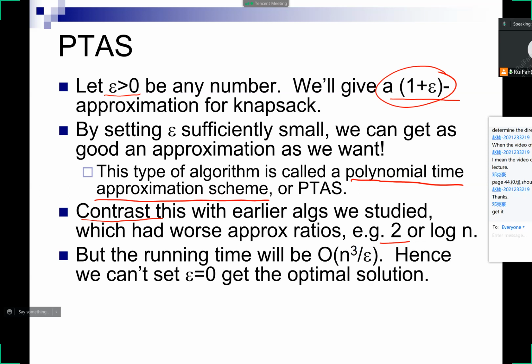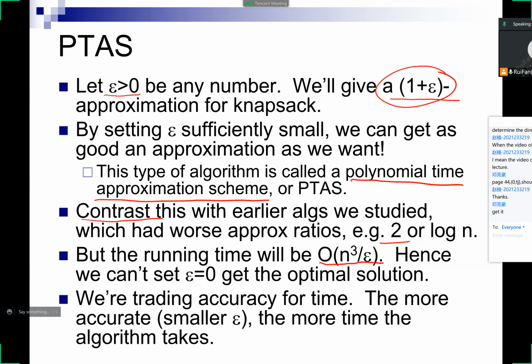However, for the knapsack algorithm, the running time is going to be a function of epsilon. So it's going to be basically order n cubed divided by epsilon. So that means that the smaller you make epsilon, the larger your running time. So we're basically trading accuracy for time. Given how much time you're willing to spend, you can try to get the best possible accuracy for that.